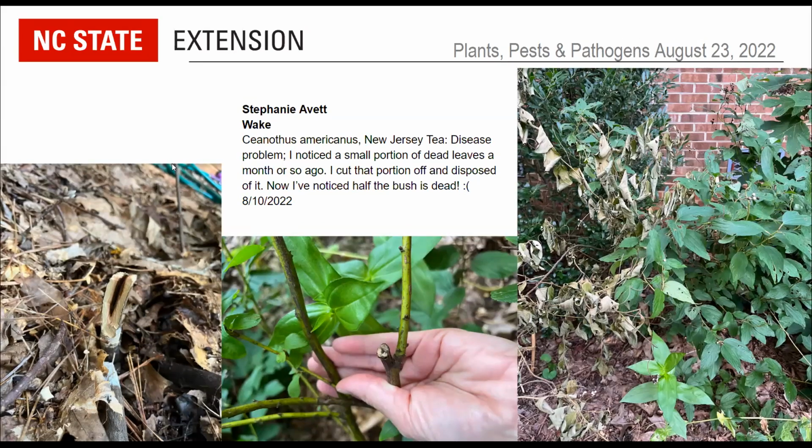Ceanothus americanus, Wake County, Stephanie Avett. Disease problem. I noticed a small portion of dead leaves a month or so ago. I cut that portion off and disposed of it. Now I've noticed half the bush is dead. Emoticon of a frowning sad face, from the 10th of August.